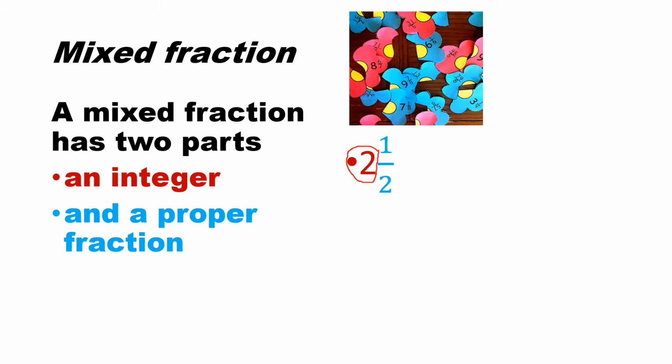Okay. Now you have another example, 3 and 1 by 4. So 3 is the integral part and 1/4 is the proper fraction part. So this is how a mixed fraction is. So it is a combination of an integer and a fraction.